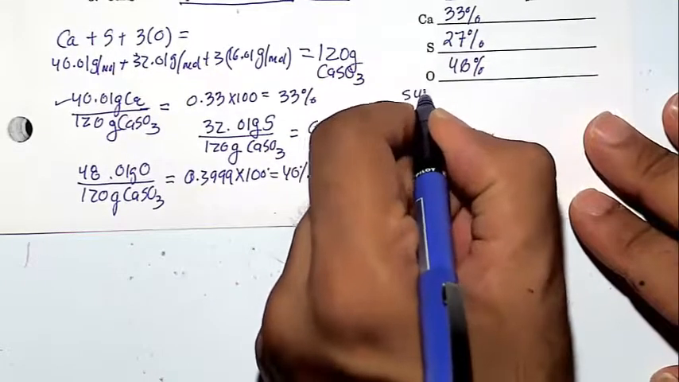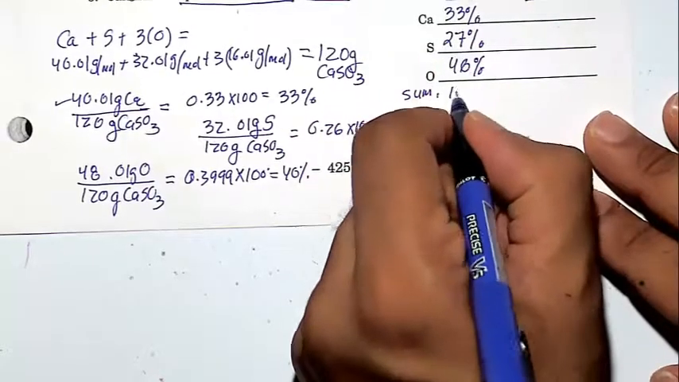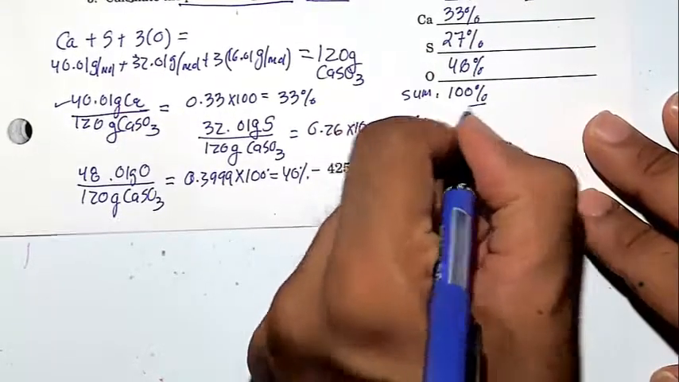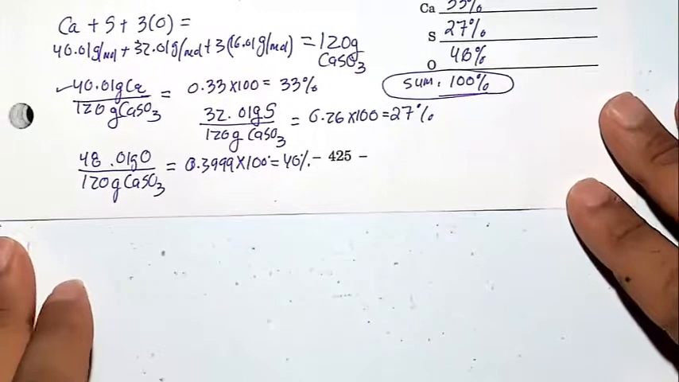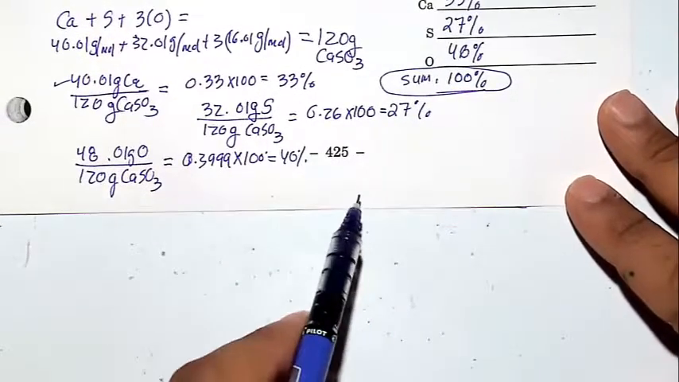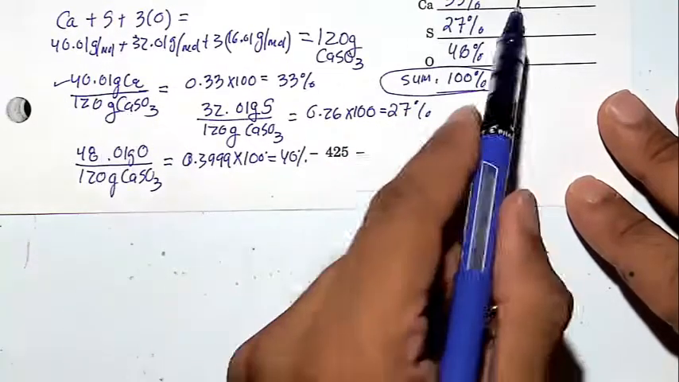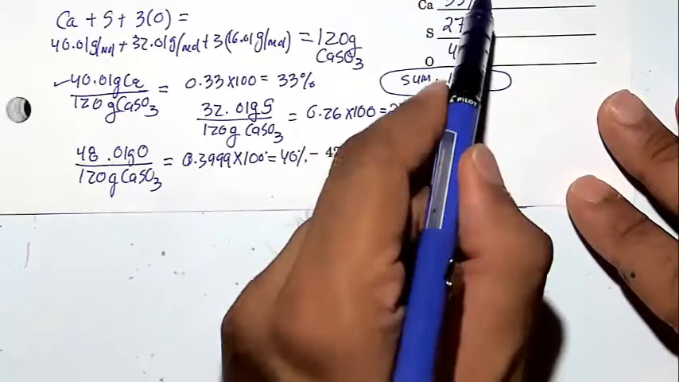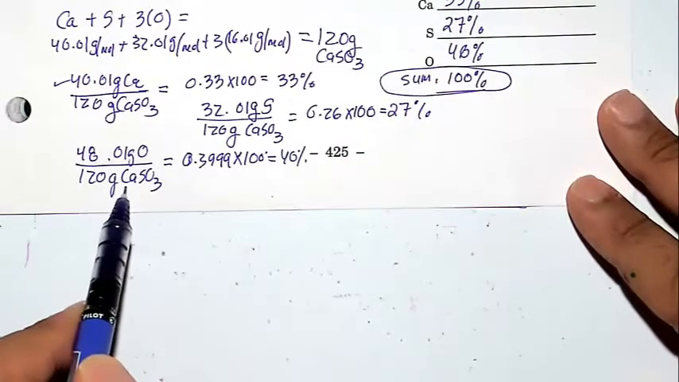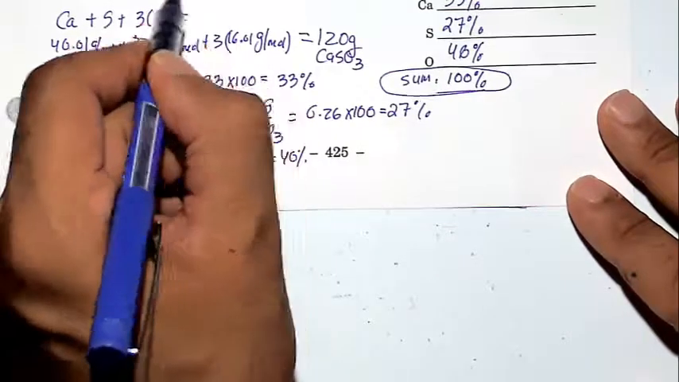If I sum all those up, 33 plus 27 plus 40, it's 100%. So I have reconstituted the whole. This definition of the mole is using a part-whole relationship. Part calcium, whole thing calcium sulfite. Part sulfur, whole thing calcium sulfite. Part oxygen, we have 3 oxygens divided by the whole thing, calcium sulfite. I multiplied by 100 to get this into a percentage.